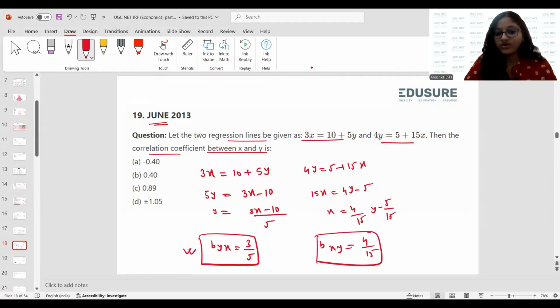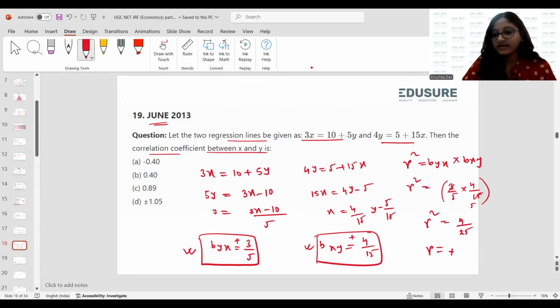Right, now you have the regression coefficient of y on x and the regression coefficient of x on y. So how do you find out the correlation coefficient? R square is simply b_yx into b_xy. This is from the property. So 3 upon 5 into 4 upon 15 gives 4 upon 25. So R will be, only the plus sign will be taken, because remember the property that if both the regression coefficients are positive, R will also be positive in sign. If both are negative, then R will also be negative in sign. So here you will take the positive square root only. So 2 upon 5, which is 0.4.